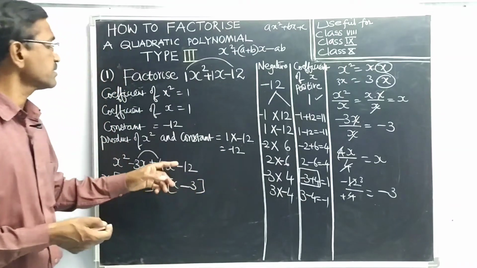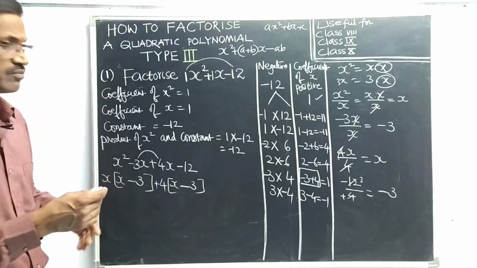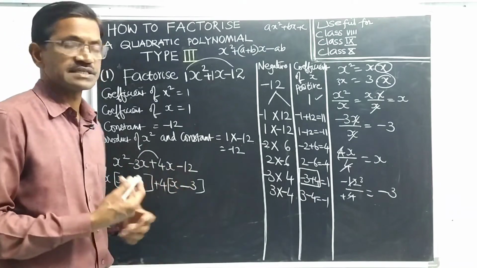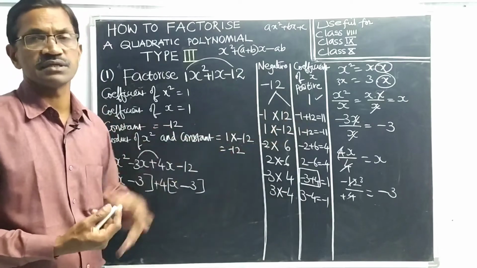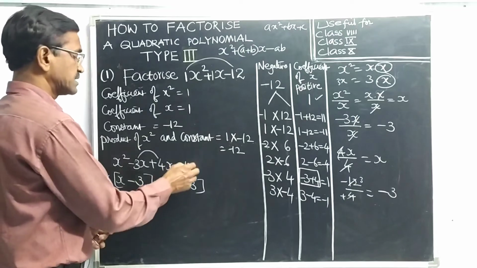So if you can write the numbers by calculating orally, you can write them directly; it is not necessary to do all this. So minus by plus is minus, 4 times 3 is 12.